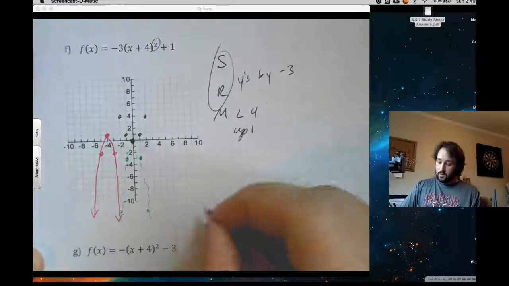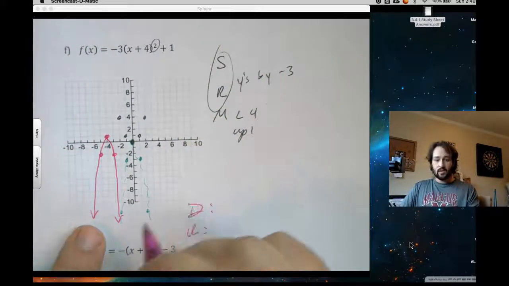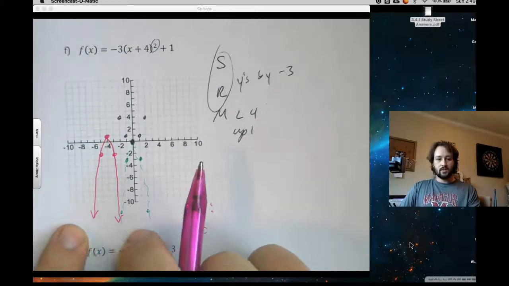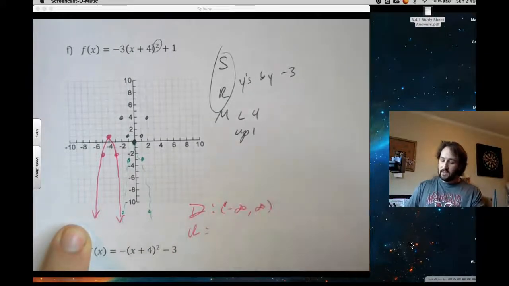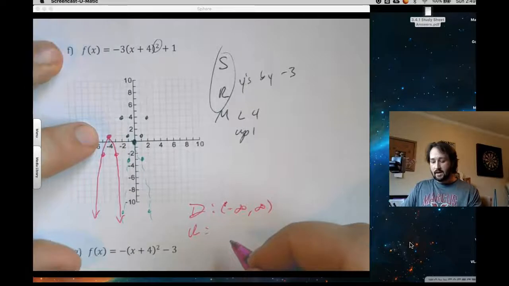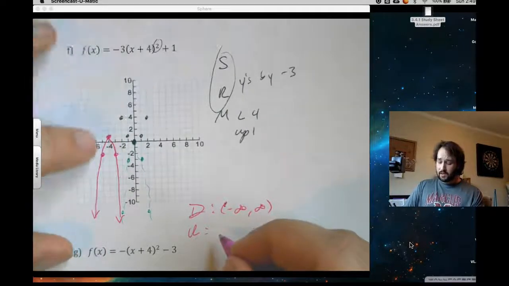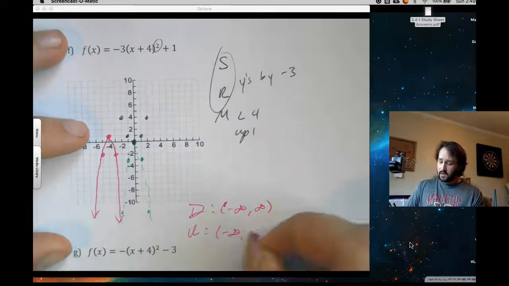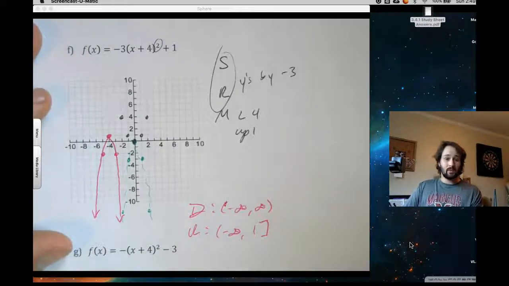All right, so now the domain and range. So domain, this is opening in both directions. I'm going to assume that this keeps going out and out forever and ever. So -infinity to infinity. And then the range, the very highest y value is 1, and it's everything below that. So I know I'm going from -infinity all the way to +1, where +1 is included because that is my vertex.